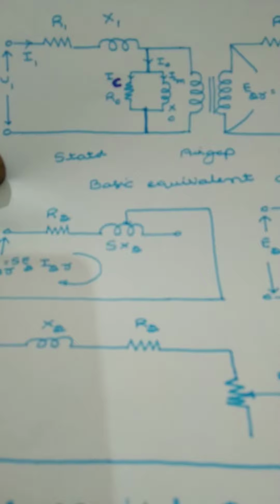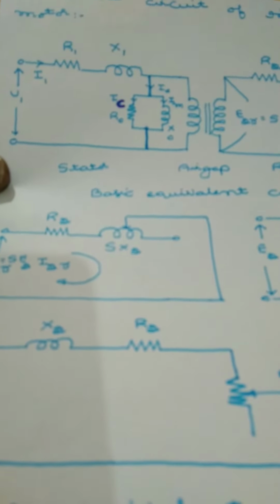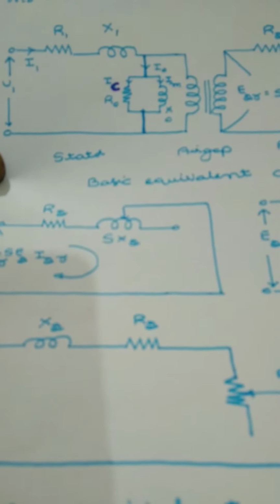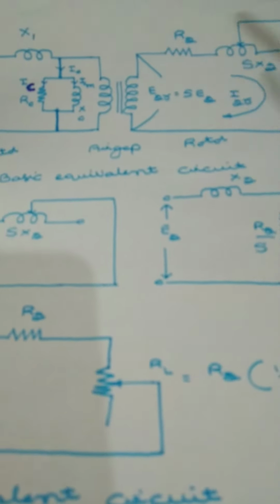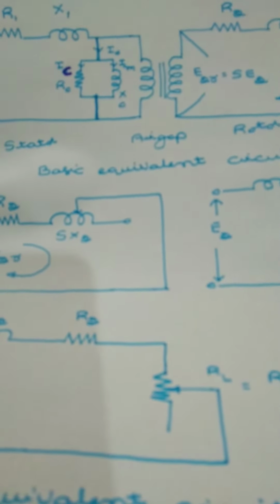So in this class, we shall discuss the equivalent circuit of an induction motor. We already know that an induction motor is nothing but a rotating transformer. It consists of two portions: one is the stator portion and the other is the rotor portion. On this side I am considering the stator portion, and on this side the rotor portion.